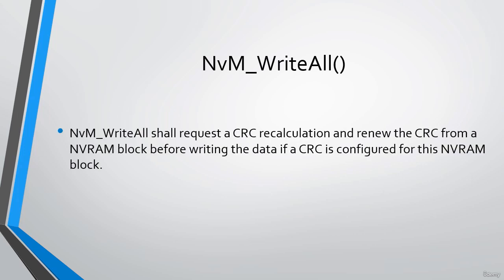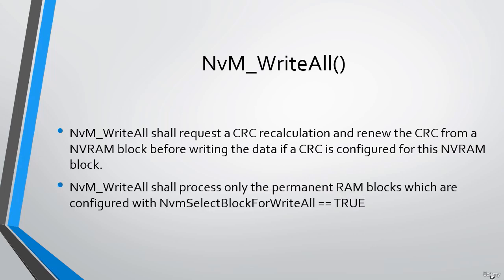Now, NVM write all shall also request a CRC recalculation. For example, if the values actually change, then the new CRC needs to be calculated and stored for each RAM block. This recalculation will be initiated by NVM write all. It depends on a condition: if CRC is not configured, then we will not initiate this recalculation. If CRC is configured for this NVRAM block, then during NVM write all a request for a CRC recalculation will be made.